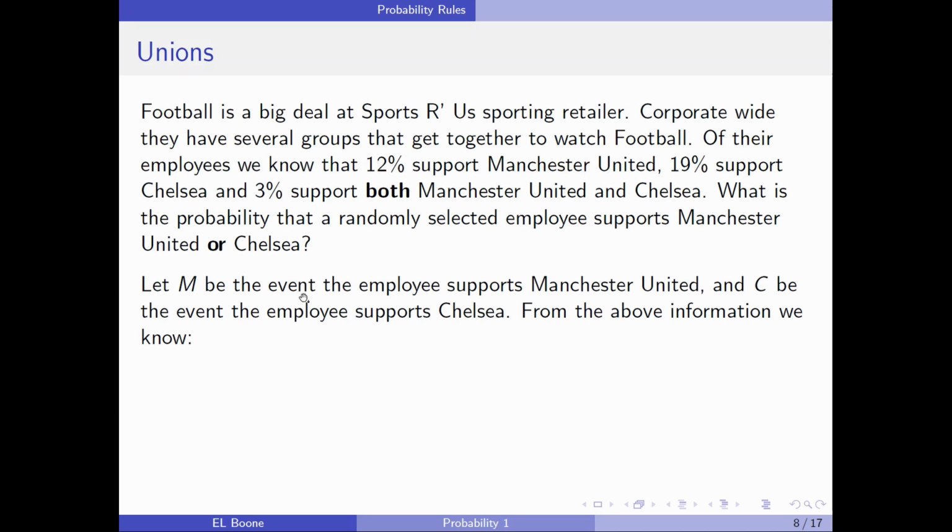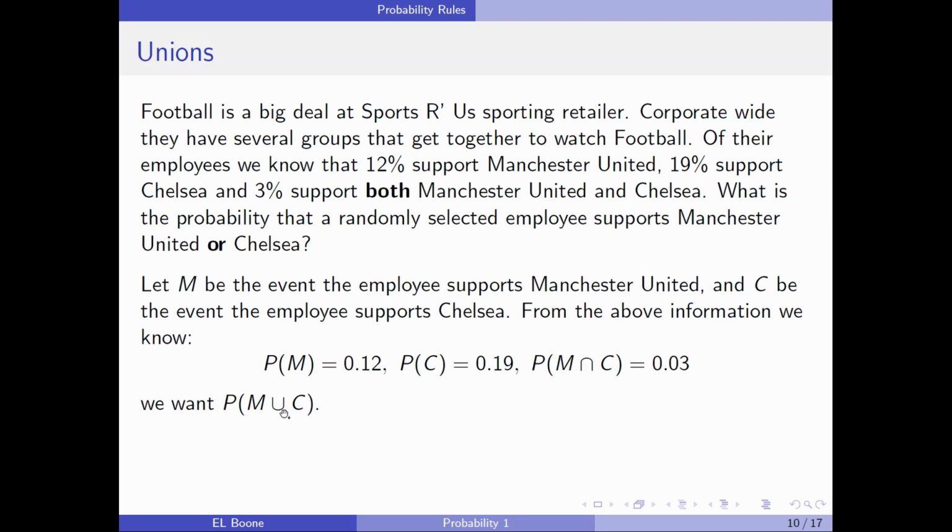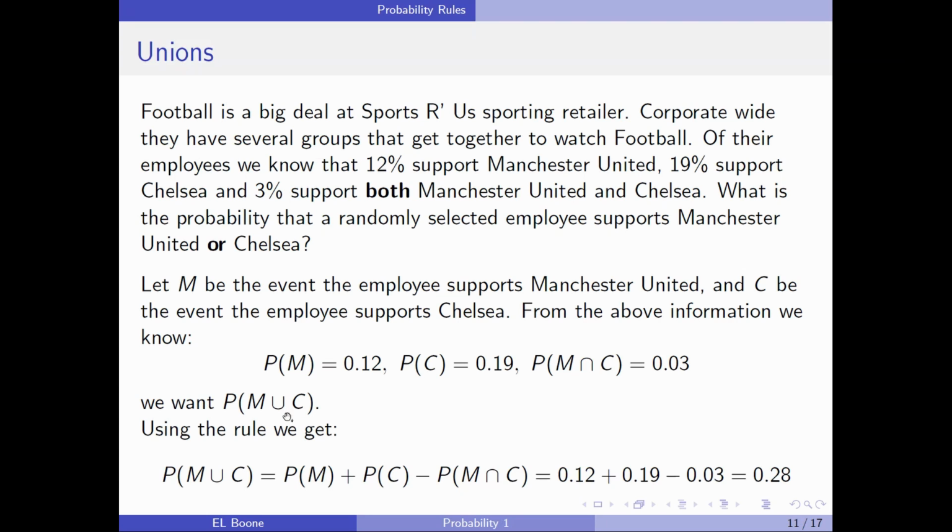So M is the event that the employee supports Manchester United. Let C be the event they support Chelsea. From the above information, we know this. Probability of Manchester is 0.12. The probability of Chelsea is 0.19. The probability of Manchester and Chelsea is 0.03. So the probability that they support at least one of them, which is what this is, Manchester or Chelsea, not exclusive, this is the rule we get. We're going to add the probability of M plus the probability of C minus their intersection, which is 0.12 plus 0.19 minus 0.03, and we get 0.28.